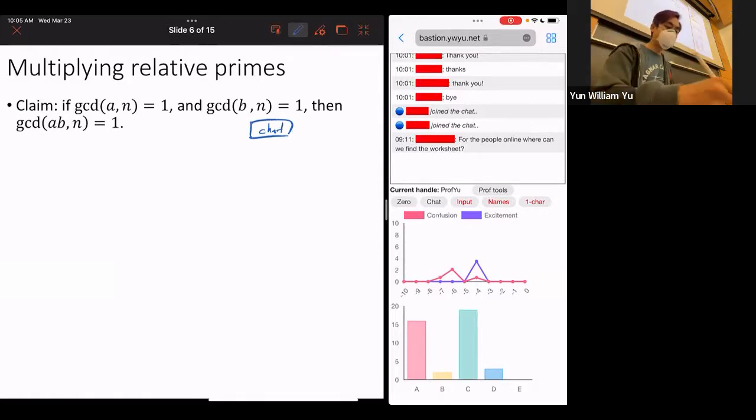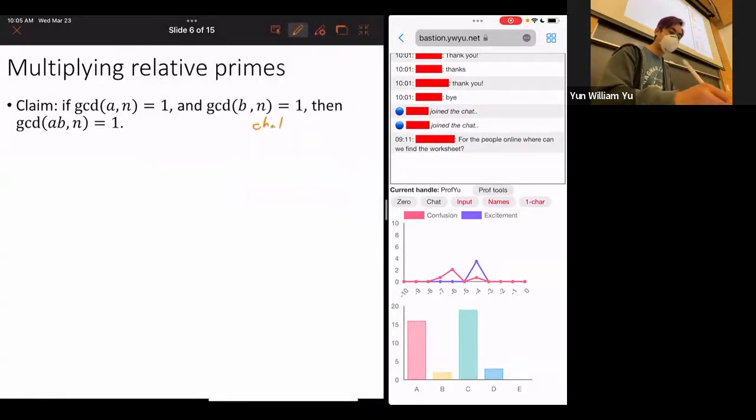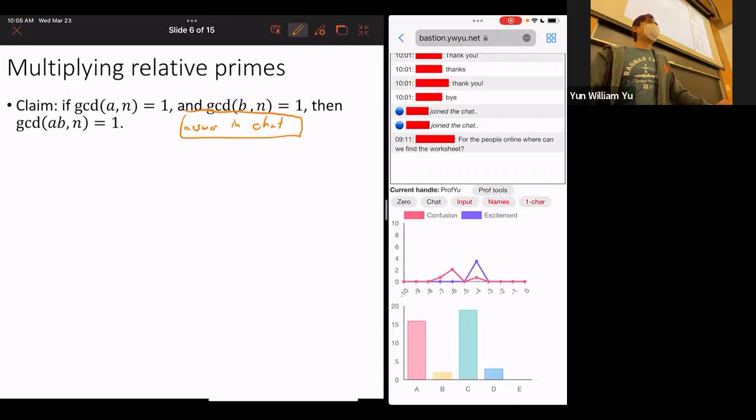So actually, I normally do chat in orange. Let me rewrite that in orange. So how would you prove this? What does it mean for the greatest common divisor of 2 numbers to be equal to 1? Back on midterm 1, if I asked you to compute the greatest common divisor, what were the different ways you could do it?